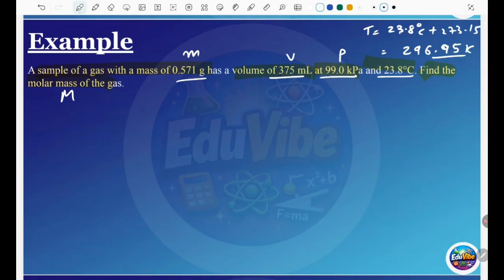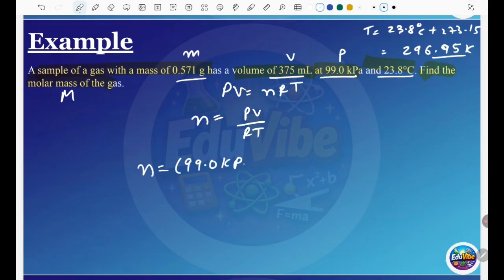To find the molar mass, you have to find the n first. So PV is equal to nRT, and you have to find n, so you get PV divided by RT. What is P? P is 99.0 kPa. Your V is 375, which should be in liters. So you have to divide this by 1000, and you get 0.375 liters.